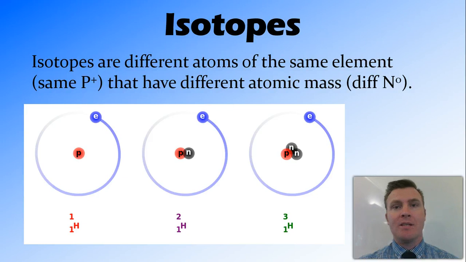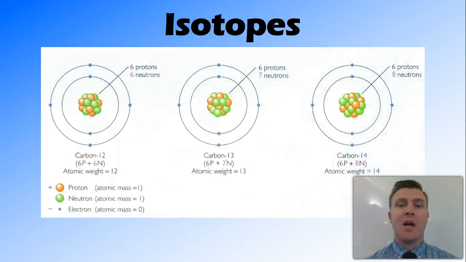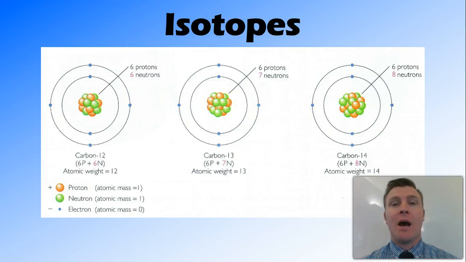Now most elements have a number of different isotopes. However, the abundance of these isotopes changes. So for example, carbon has 3 different isotopes. Carbon-12 is the most common isotope, and it has 6 protons because it's carbon, and 6 neutrons making up the rest of the 12 in its atomic weight.